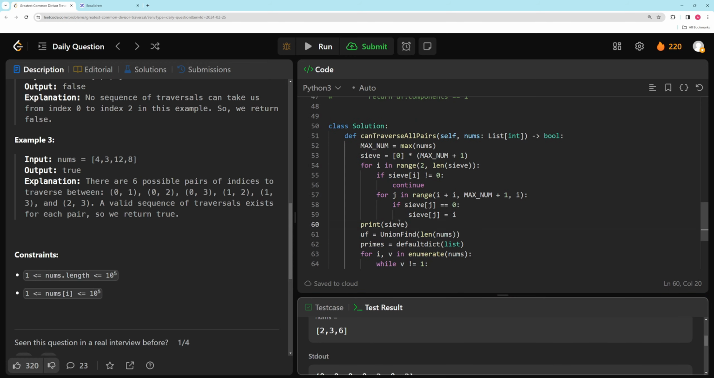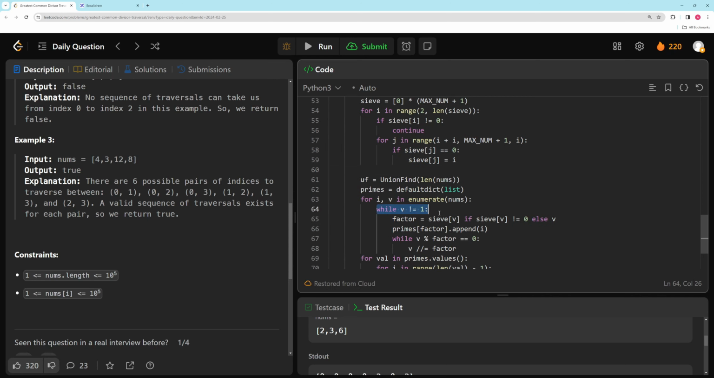So you build it, then the rest of it is the same. So we go through our numbers, but now instead of manually looping from 1 to square root of n, we just say, whatever number we're on, let's just get the prime factor. And we can look it up. If it's 0, then it's the number itself. If not, what's the number there? And we'll just use that. So we can get the smallest prime factor of any number in O(1) once we compute this ahead of time.